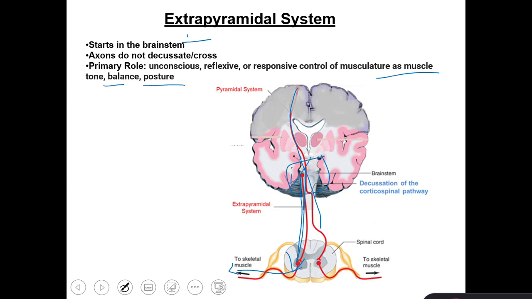So if there is damage in the extrapyramidal system, there is no paralysis affecting a group of muscles. There is rather a problem all over the muscles of the body, like problems in the body posture, in the muscle tone, and so on.